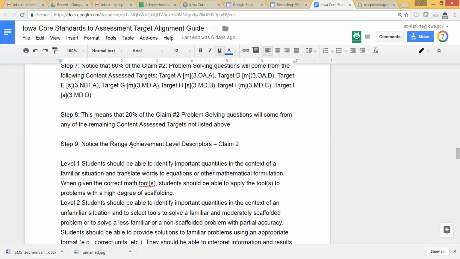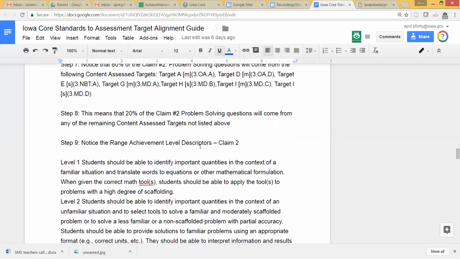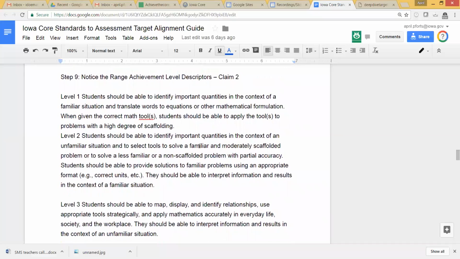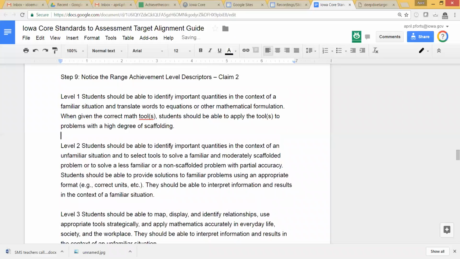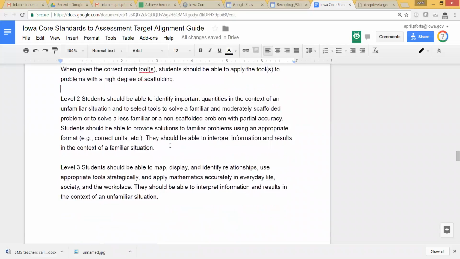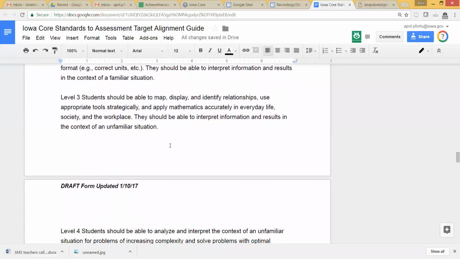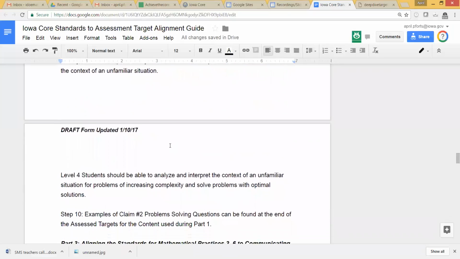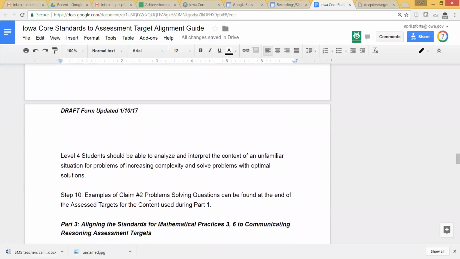Notice the range achievement level descriptors for Claim 2. So just like in our content standards, we had achievement level descriptors, we also have achievement level descriptors for problem solving. And then step 10 is examples of Claim 2 problem solving questions can be found at the end of the assessed targets for content used during part 1. And that is the part 2.